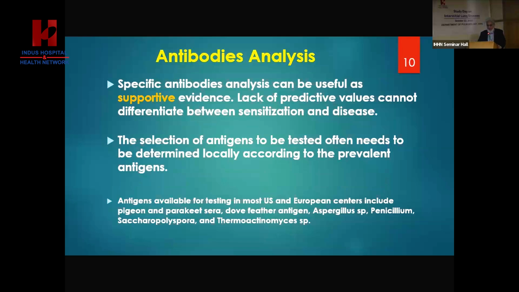Specific antibodies analysis can be useful as supportive evidence, but the lack of predictive values means it cannot differentiate between sensitization and disease. The selection of antigens to be tested often needs to be determined locally according to the prevalent antigens. We are at a handicap because of the lack of availability of serum precipitins to identify the inciting agents.